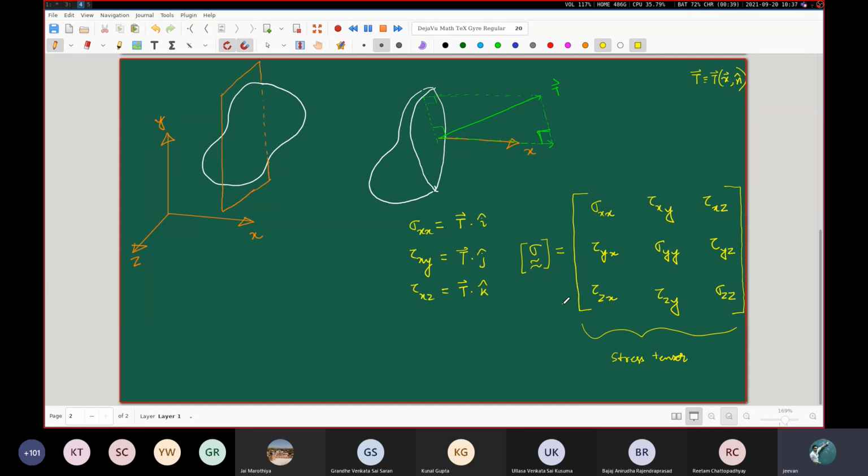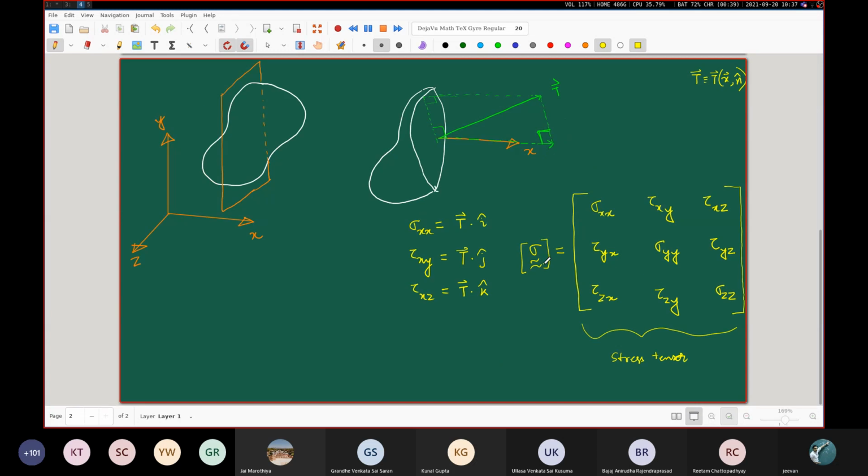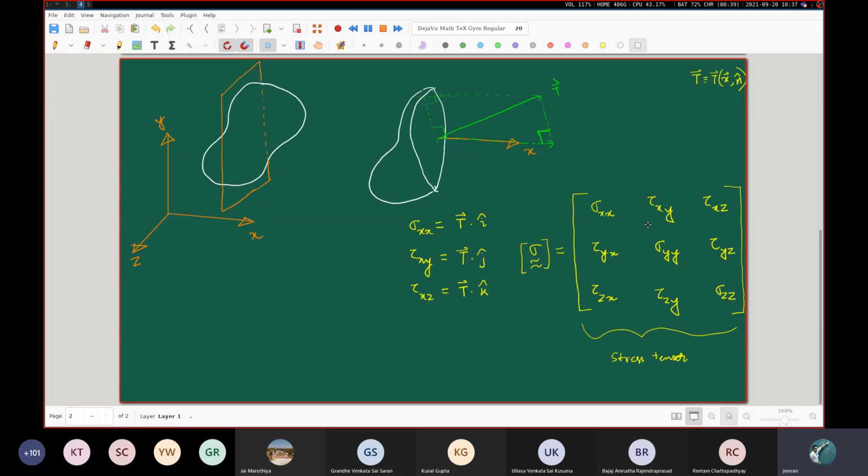Well, with this understanding that we have regarding tractions and the stresses, we go back to the general cutting plane that we had discussed in the previous page, this one. Okay. So I'll just copy this thing again.